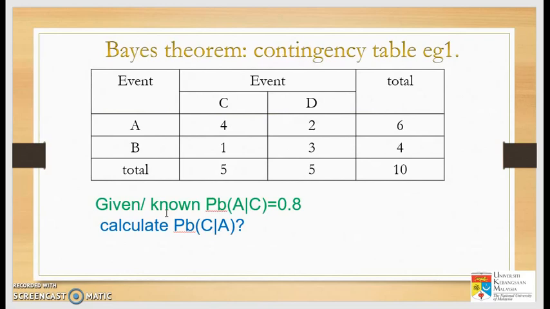Alright, so let's calculate that. Can you use the formula here to calculate the probability of C after event A happens? We know that the probability of A after C is 0.8. So probability of C after A is equal to 0.8, times probability of C, that is 5 over 10, divided by probability of A, that is 6 over 10. Give me the answer for that.